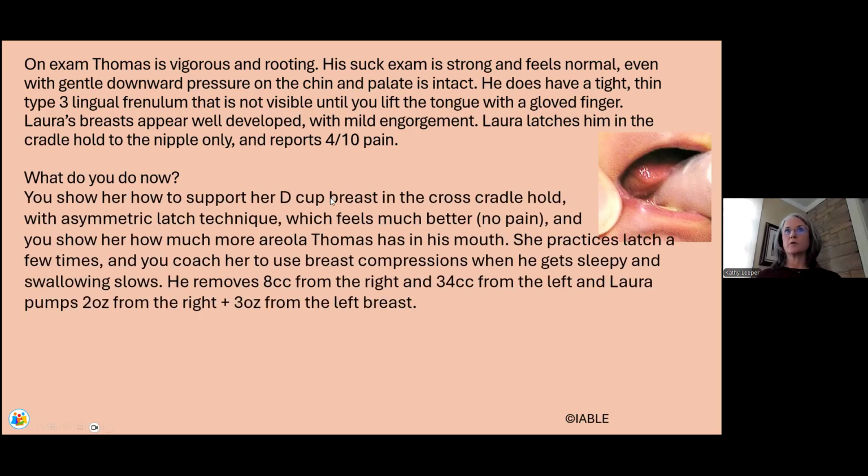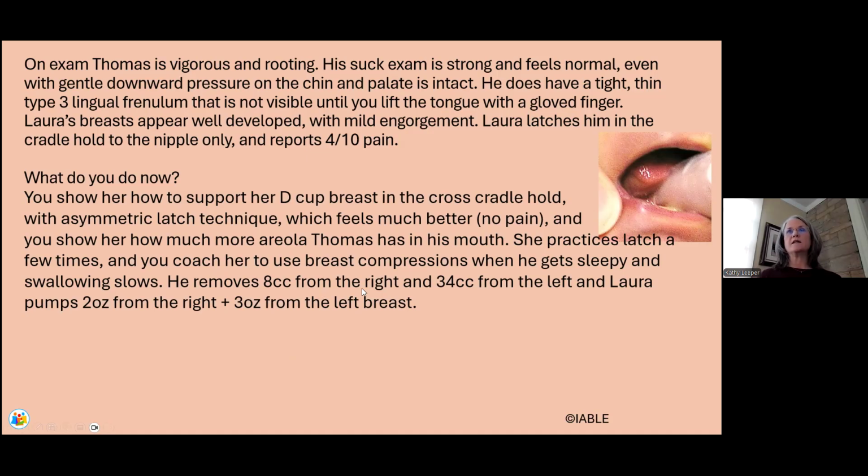So you show her how to support her breast in the cross cradle hold with an asymmetric latch technique, which feels much better. And you show her how much more areola he's got in his mouth. So she practices that latch a few times, and you coach her in breast compressions when he gets sleepy. So if he's not swallowing anymore, let's squish on that breast.